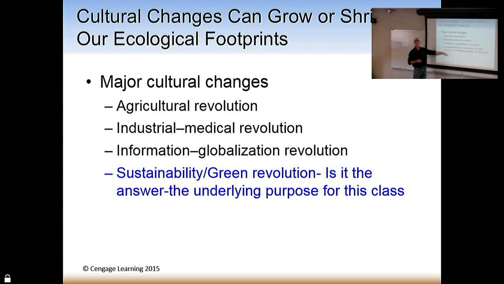This one's pushing us the other way. Hey, wake up. Are we really sustainable? And this is called the next or second green revolution, where we're saying, can we do better? Can we grow our own food? Can we conserve water? Can we take better care of our soils?